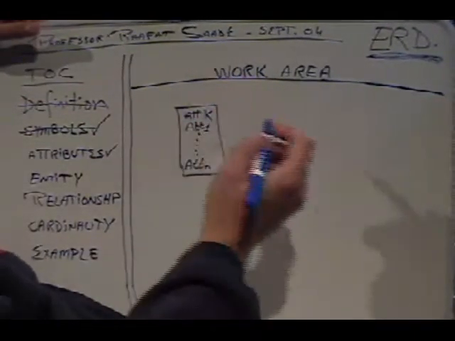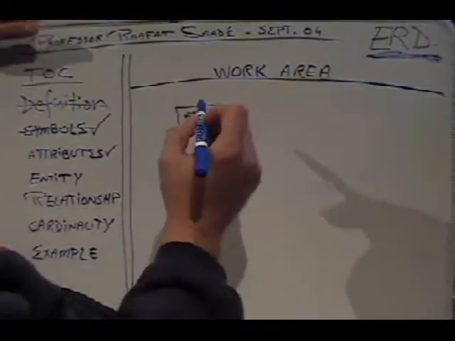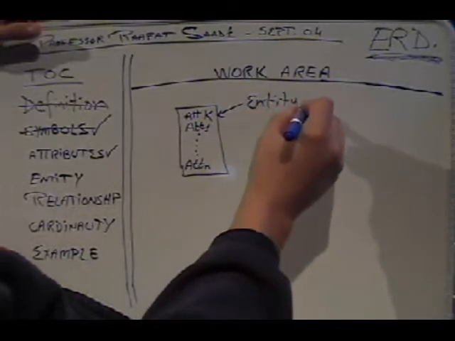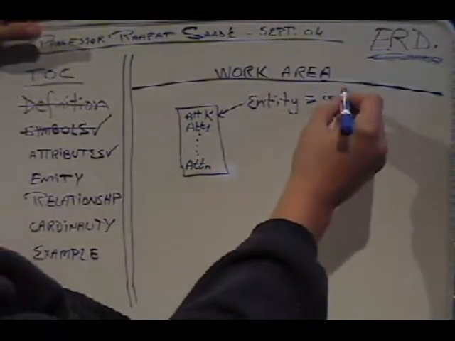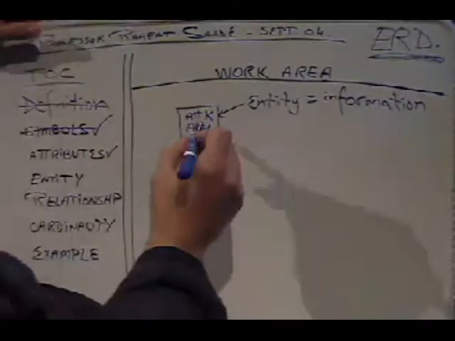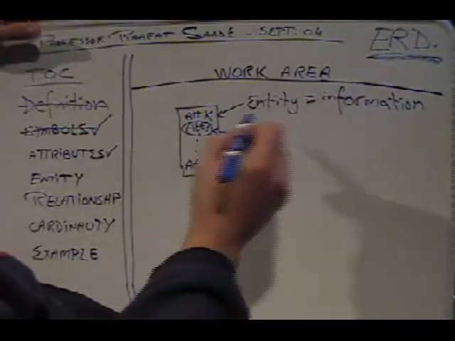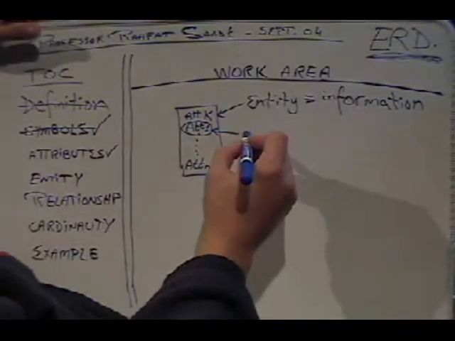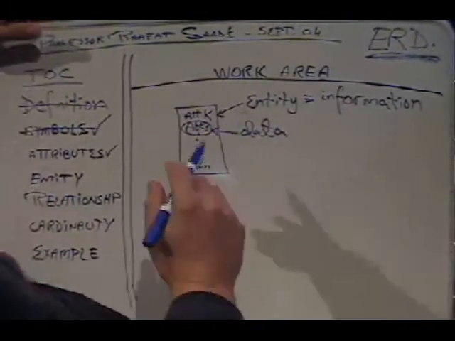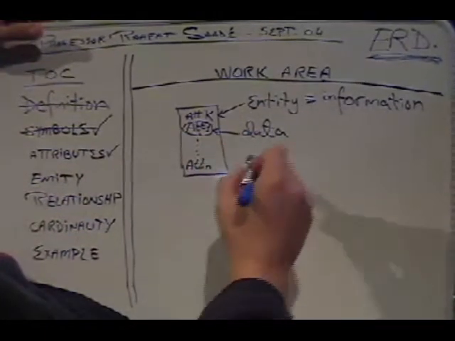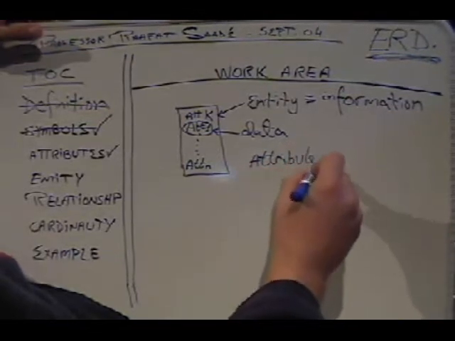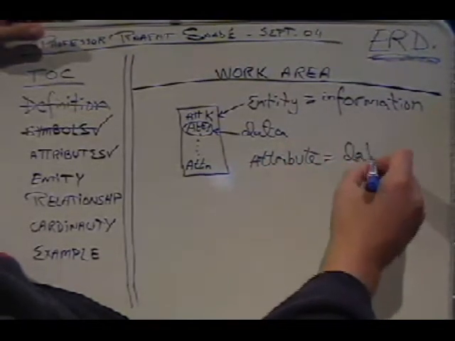So in effect, the entity again constitutes information, the attribute constitutes data. So when we look at attributes, in other words, you have to think of an attribute as a data element.